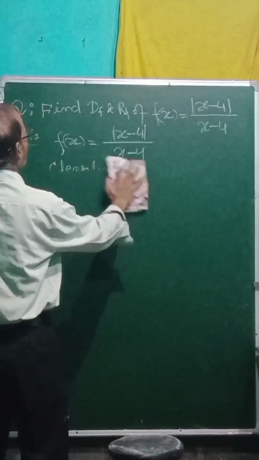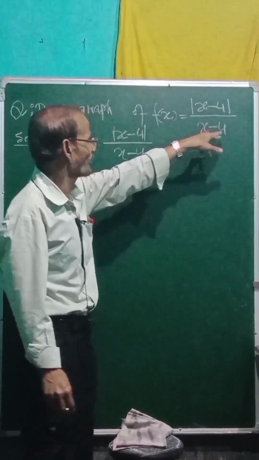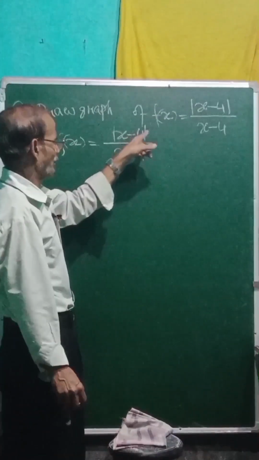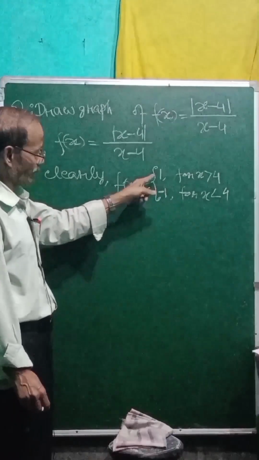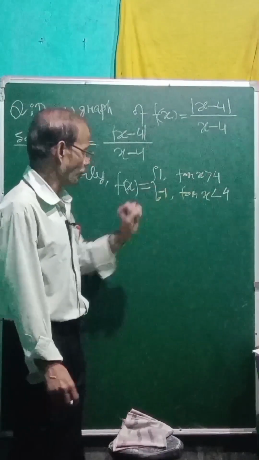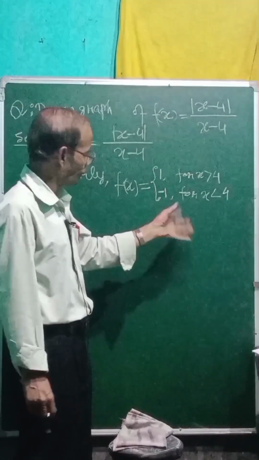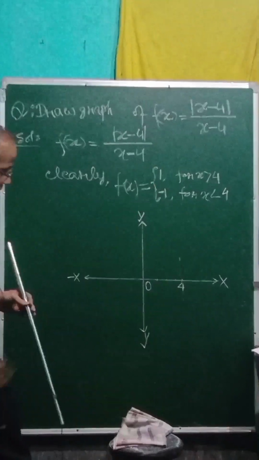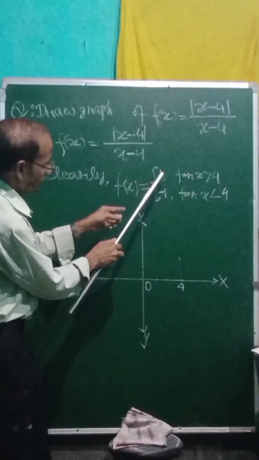One more problem on this function. Draw the graph of f(x) equal to |x minus 4| by (x minus 4). So the solution: f(x) is equal to |x minus 4| by (x minus 4). Clearly, f(x) is equal to plus 1 for all x greater than 4 and minus 1 for all x less than 4. And obviously at x equal to 4, the function is undefined. 1, 2, 3, 4. So at 4 it is undefined, but just greater than 4, it is 1.